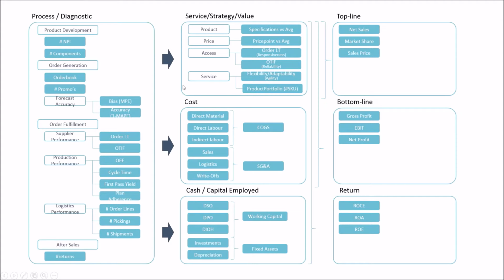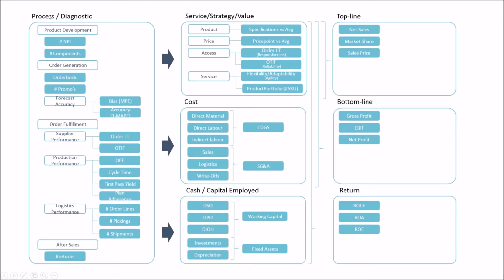Something I do like from the SCORE model is that they work with so-called diagnostic metrics. Where do we put the forecast accuracy? Is it a service metric? Is it a cost metric? Is it a cash metric? Well, actually it's a kind of a diagnostic metric. I know that if I improve my forecast accuracy, it will improve my service, it will reduce my costs, and I will be able to lower my safety stock, so it will lower the inventory.